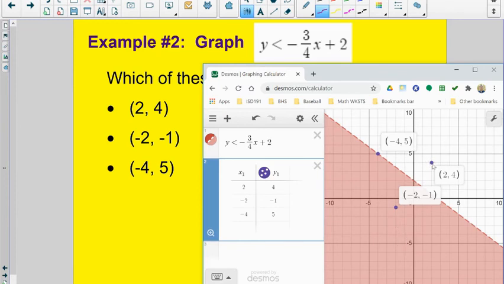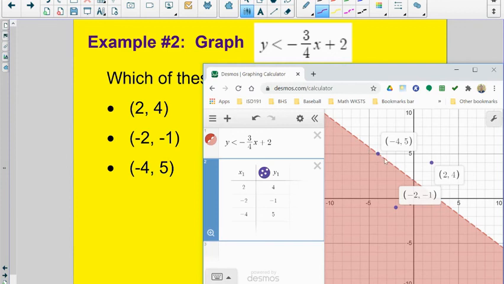Well, I can see very clearly that the first ordered pair is not a solution because it's not on the shaded side. So 2, 4, not a solution. I can also see very clearly that -2, -1 is a solution because it is on the shaded side. The one that I really have to think about is this one that's on the boundary line. -4, 5 is on a dashed boundary line.